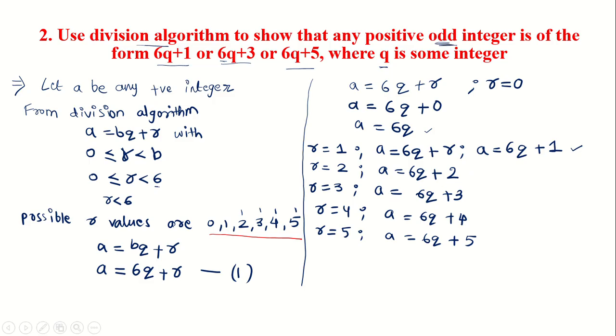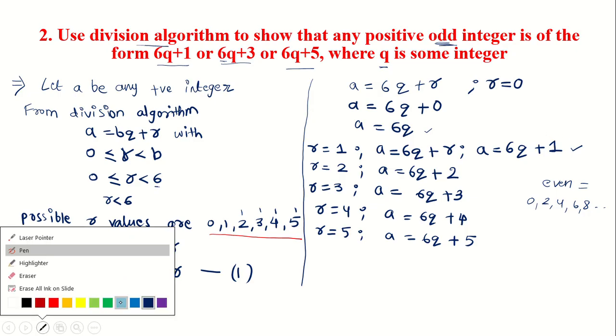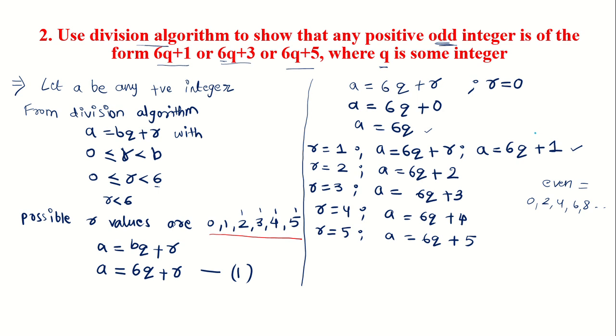So, if you remember, even integers are the numbers where nothing is left in the remainder. Or you can remember by even numbers. What are the even numbers? 2, 4, 6, 8, 0. All these are even numbers. So, in this equation, 6q, r is 0. So, this is not a positive odd integer. Next equation we have is 6q plus 1. So, this will be the positive odd integer.